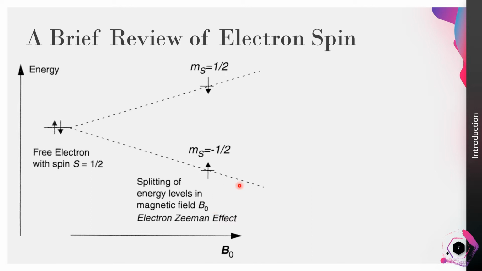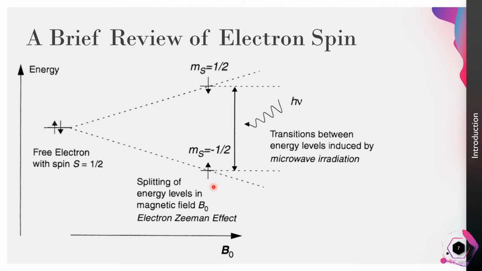So with a large magnetic external field, the spin that is parallel to the magnetic field will be stabilized and reside in a lower energy level, and the spin that is anti-parallel to that external magnetic field will be destabilized up here. And this is known as the electron-Zeeman effect. And we can account for this difference in energy level with electromagnetic radiation. And we can induce transitions between energy levels with microwave in this case.